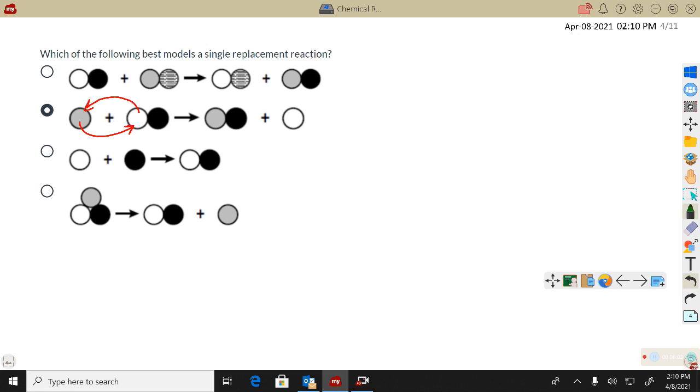This one wanted the model of a single replacement. So we want one single element reacting with a compound. And there should be two elements, or here are two little atoms that can switch spots. They replace each other. So in the second choice, I've got that gray atom being single. But on the product side, the gray atom was with the black atom, and the white atom is kicked out, and now the white atom is single.